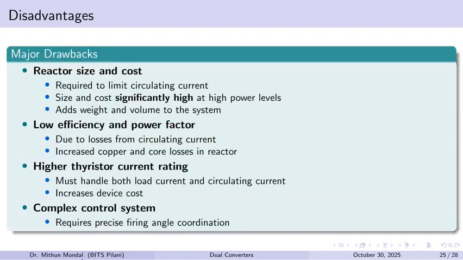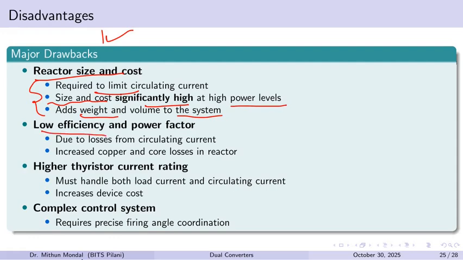What are the disadvantages that we have? The major drawback is that the reactor will involve both size and cost. It will be limiting the circulating current, but its size and cost will be significantly high at higher power level, and it will add weight and volume to the system. So that is a major limitation when we put a reactor.